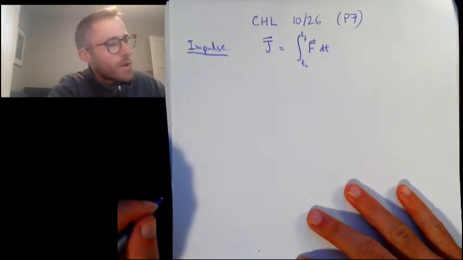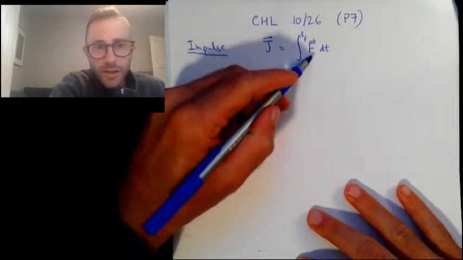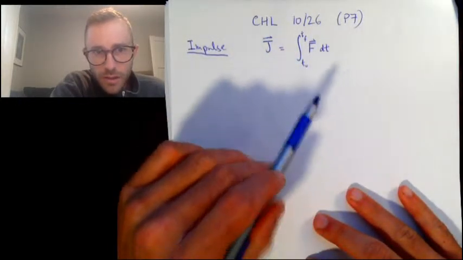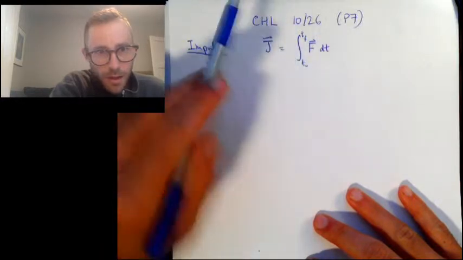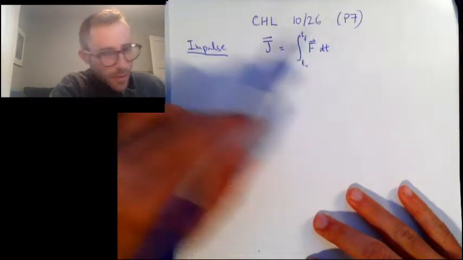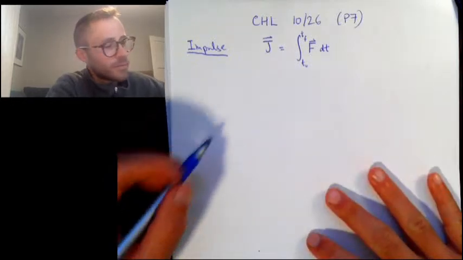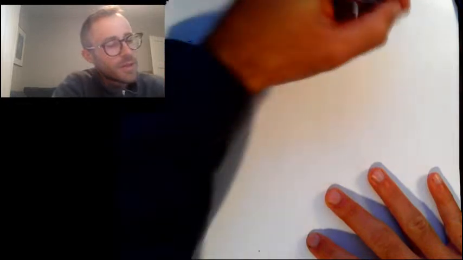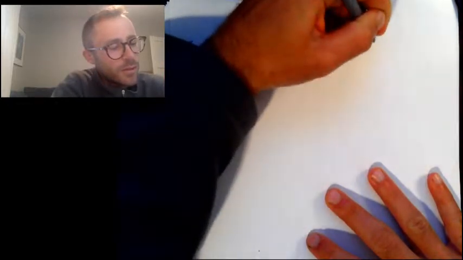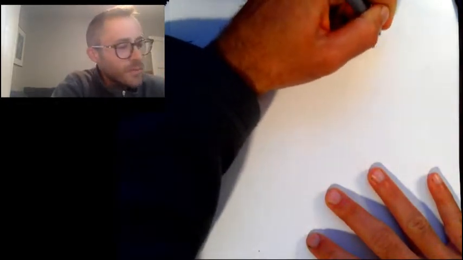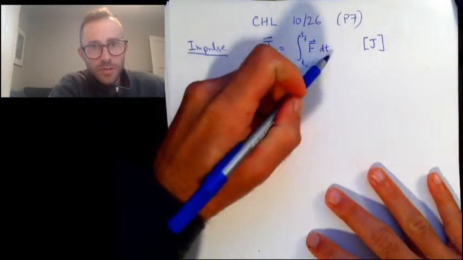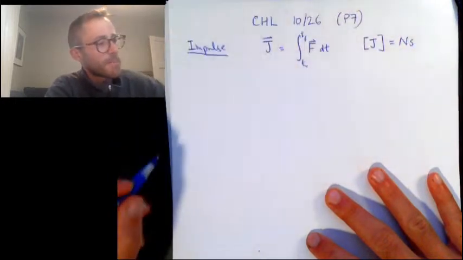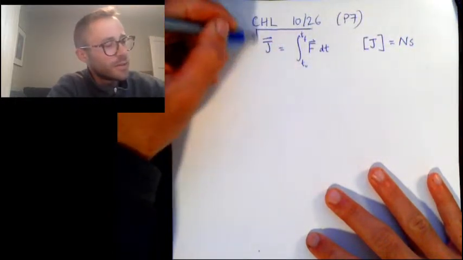So this is integrating a vector. I will teach you in a moment how to integrate a vector. It's very simple. But it's the integral of a vector, and the impulse is a vector. The units of impulse, well, it's a force times a time, so it's going to be Newton seconds. All right, so that is impulse.